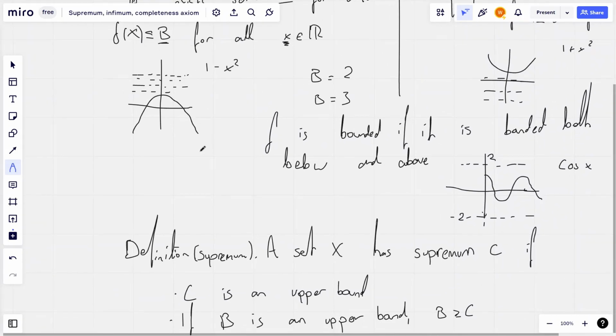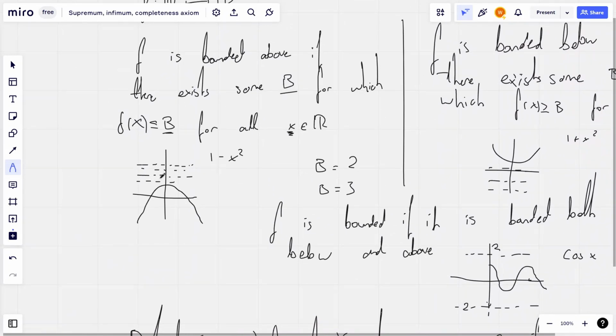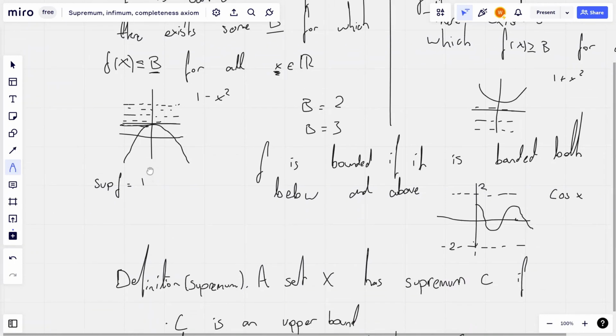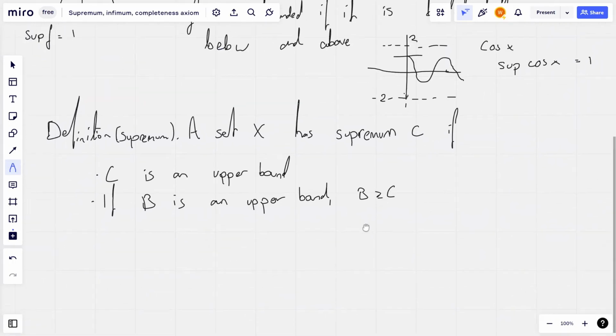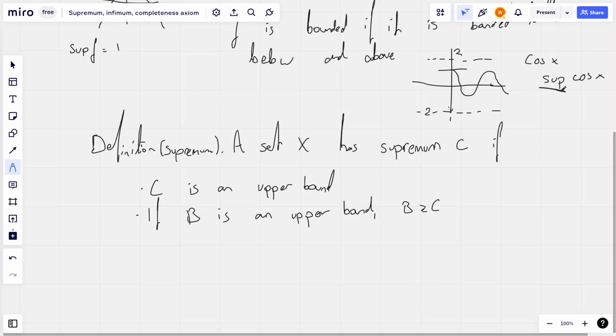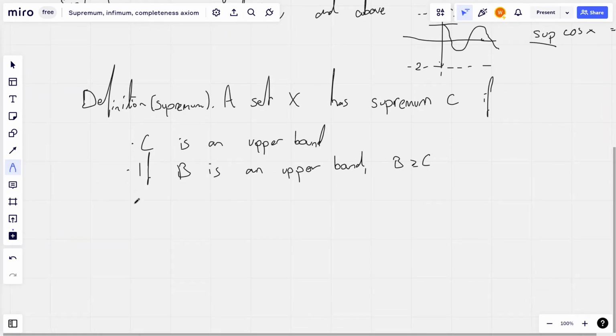So if we go back here, we saw that this 1 minus x squared is bounded above. The smallest upper bound we can get is right here when it touches. So the supremum of f here is equal to 1. The supremum here of cos x is also 1. As you saw here and here, we denote C as sup X.